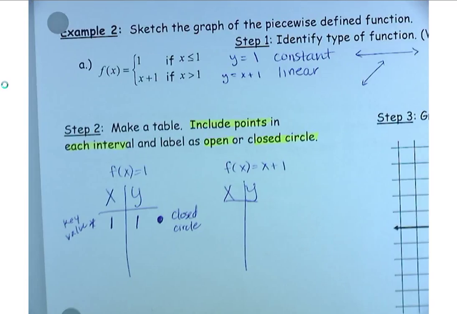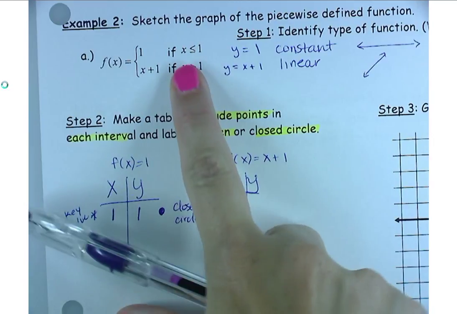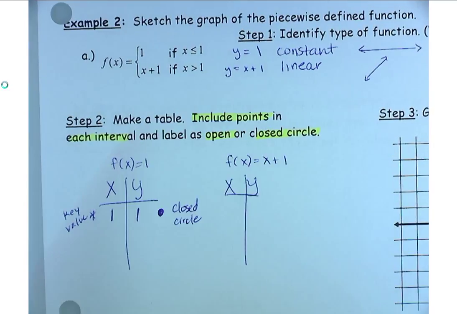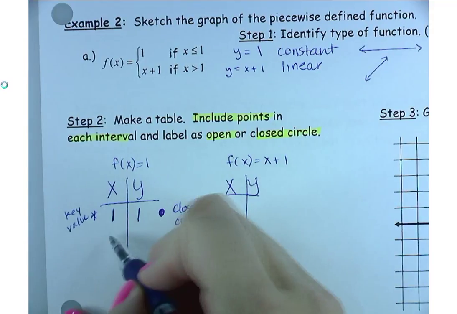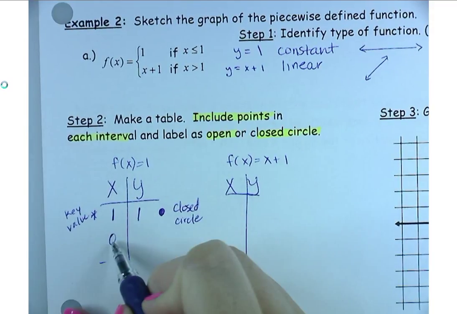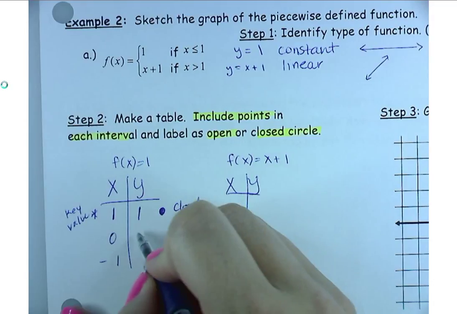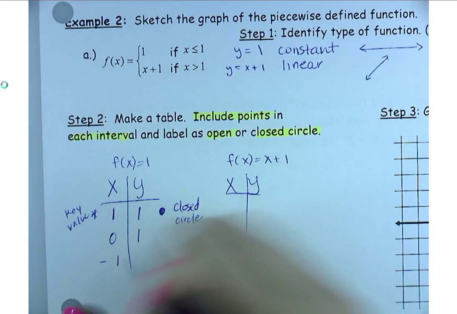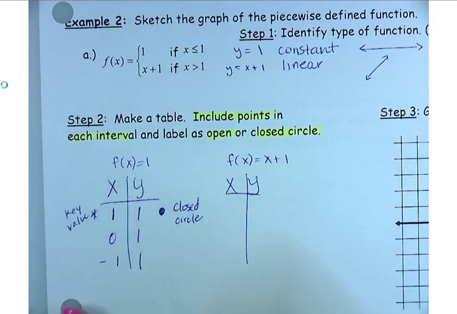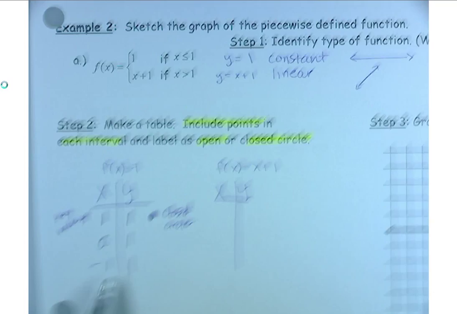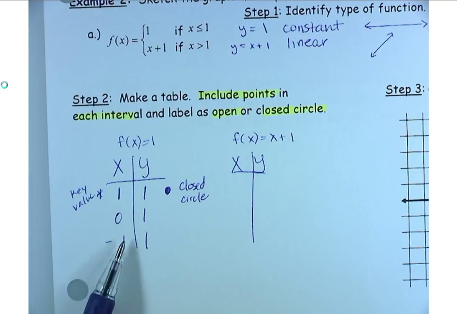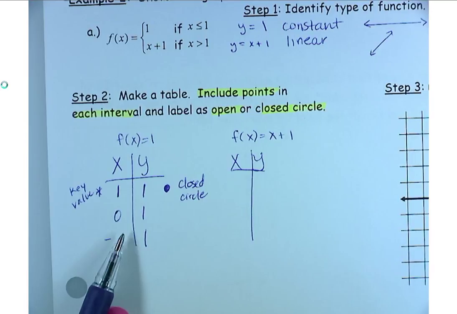Now I can just pick any other points that are in the interval. So it says x is less than or equal to 1. What would be another x value that's in that interval, if it's less than or equal to 1? 0, okay, what else? -1, okay, so if I plugged in 0, what would my output be? 1. If I plugged in -1, my output would be 1. Okay, so really, I know this is going to be a straight line. Let's go ahead and graph that one piece, okay?